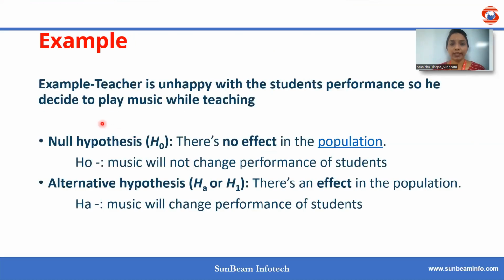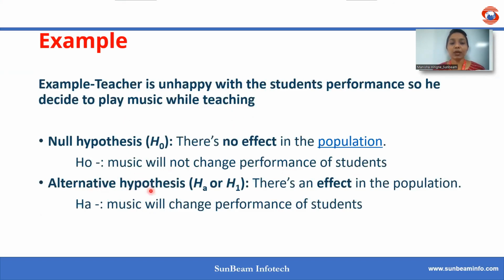So let's take one example. The teacher is unhappy with a student's performance, so he decides to play music while teaching. This is our assumption statement. So we need to define the null hypothesis and alternate hypothesis for this statement. The null hypothesis will be: this music will not change the performance of a student. It is the same as our assumption statement.